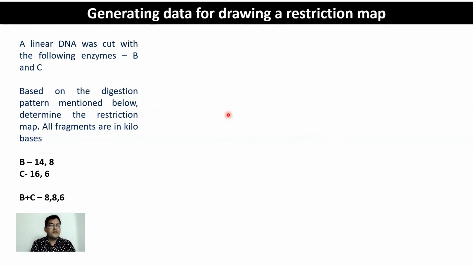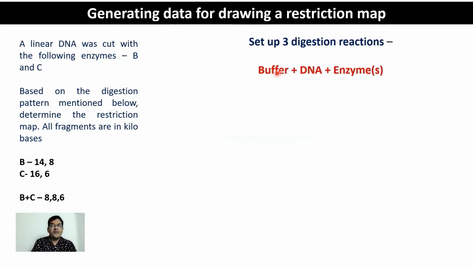And as is indicated here, this is obtained by doing restriction digestion of your DNA in question by enzyme B alone and enzyme C alone. And then in one reaction, you add both B and C and do the reaction and see the banding pattern that is observed on agarose gel electrophoresis. So here is what you do here. First, you set up 3 digestion reactions. You add your buffer, you add your DNA, and you add your enzyme or enzymes, depending on whether you're digesting with single enzyme or a combination of enzymes.